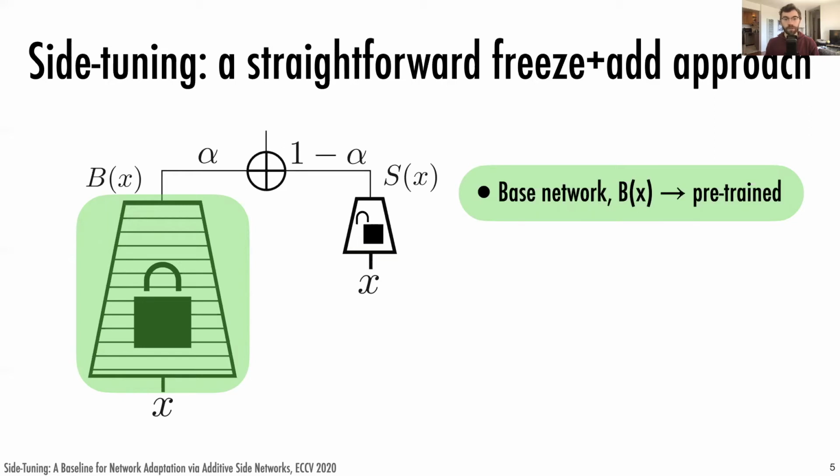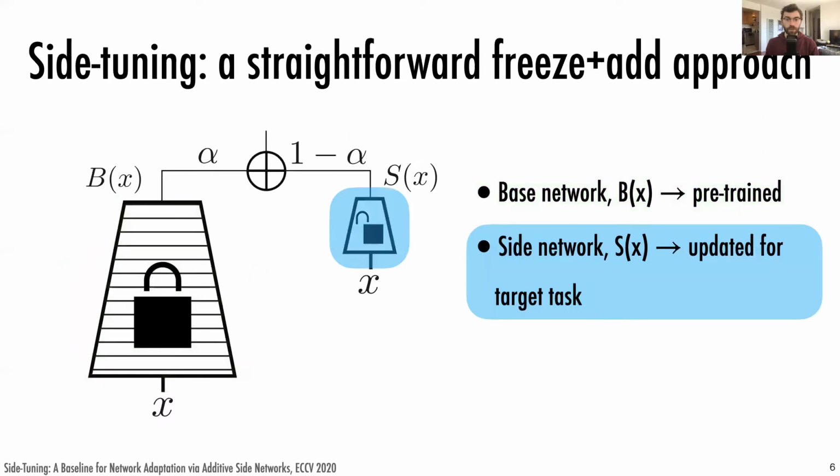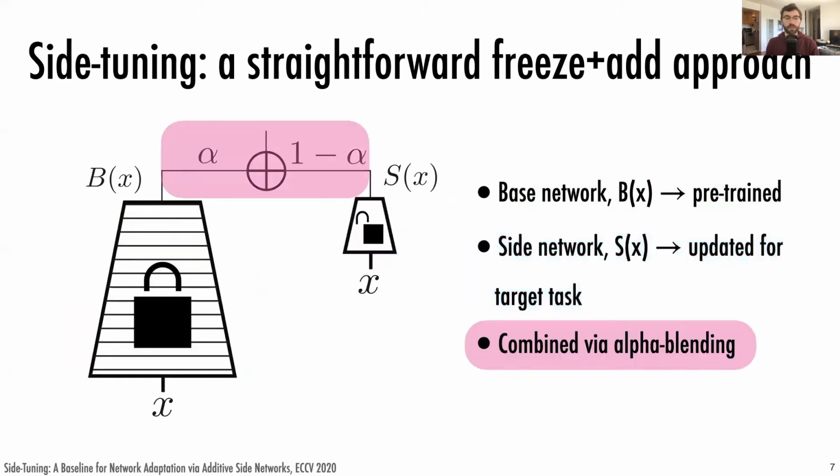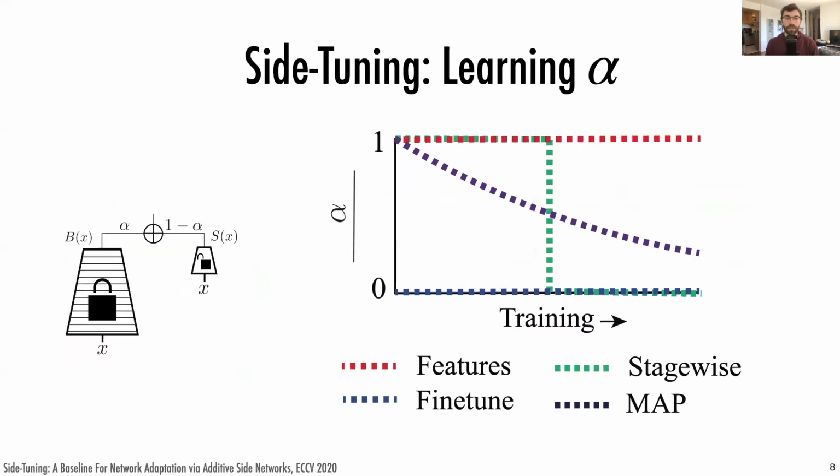It consists of a frozen base network, as in fixed features, a side network that gets updated over the course of training for the target task and leads to good long-term performance, and the two are combined by alpha blending, which is just a normalized weighted sum. Depending on the curriculum used for alpha and alpha blending, both fixed features and fine-tuning are special cases. For example, set the value of alpha to 1, and this becomes features. Setting it to 0 makes it become fine-tuning.